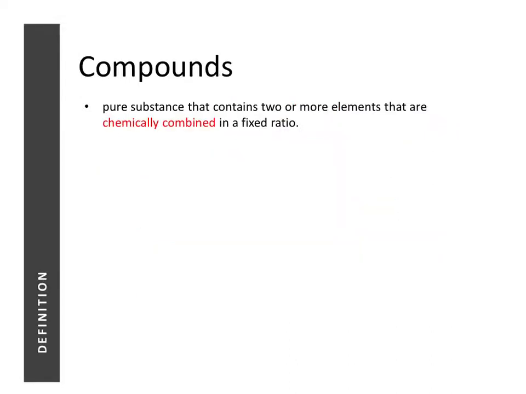Now we'll look at compounds. Compounds are also pure substances, but they contain two or more elements that are chemically combined in a fixed ratio. So the keyword here would be two or more elements that are chemically combined. In the syllabus, we're going to learn two types of compounds. First type is called ionic compound. The other type is called covalent compound.